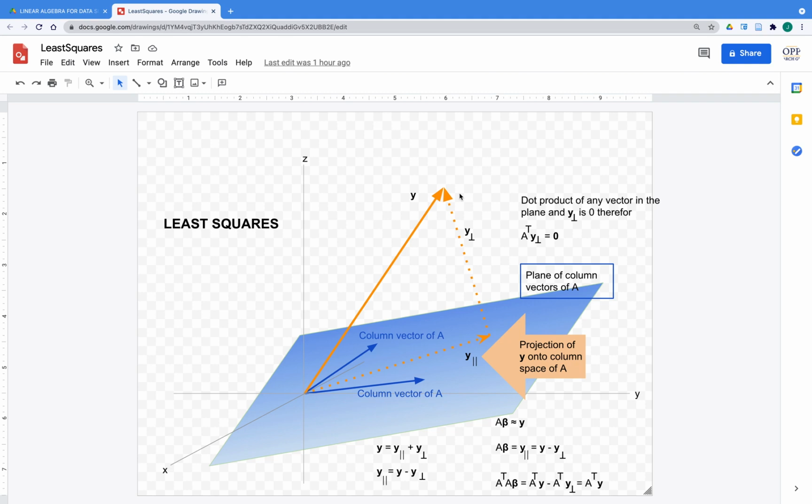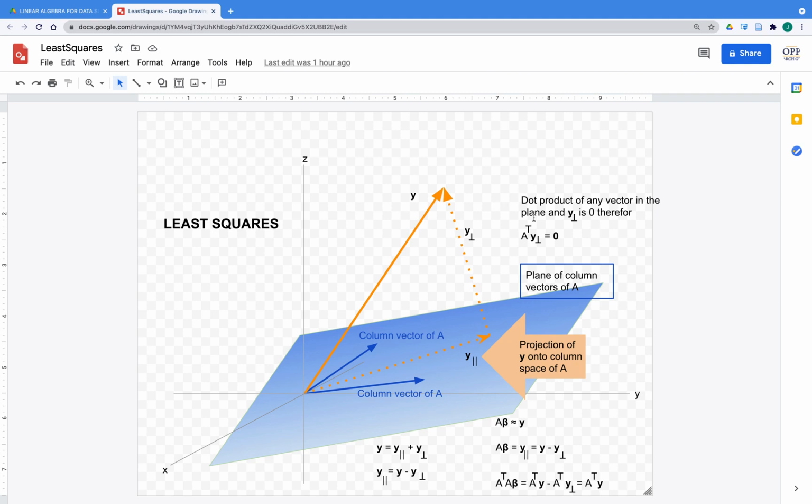And one thing I want you to think about when it comes to y perpendicular: remember, y perpendicular is orthogonal to any vector here in the space. So if I do the dot product of any vector in this column space, this plane, with y perpendicular, I'm going to get 0.